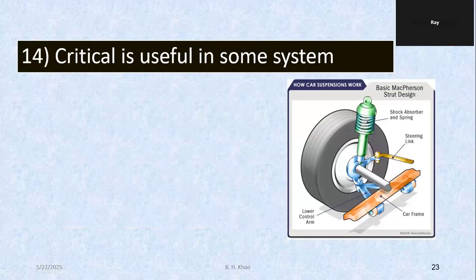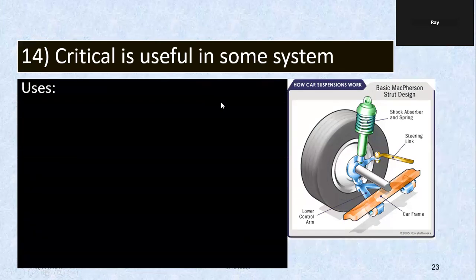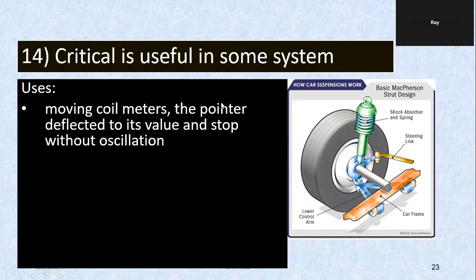Okay. Uses of critical damping. It is useful in some systems. They use it in the shock absorber or spring. We call it suspension of a car. Don't worry about so many of them. Moving coil meters: the pointer deflects to its value and stops without oscillating. Right? It goes to the value that it is supposed to read without oscillating to and fro.